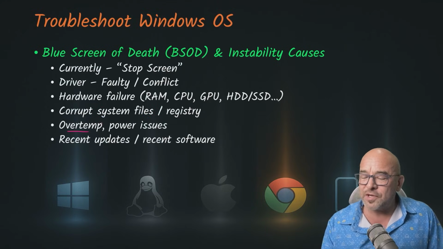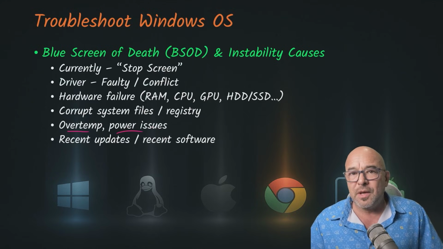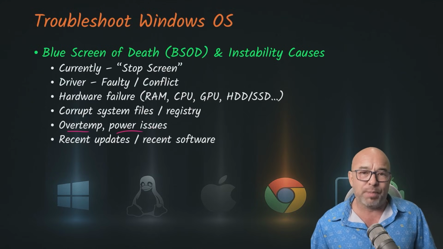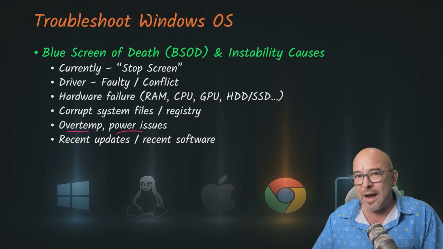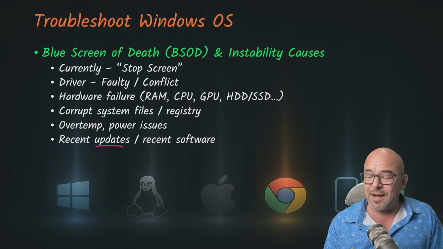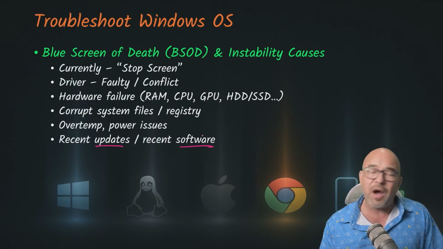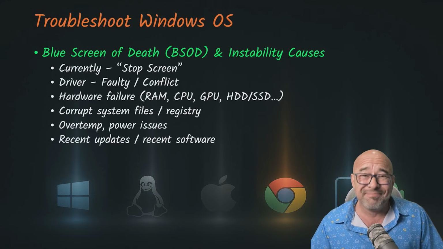So you'll see that it'll be obvious as we go. But again, overtemp could definitely be an issue there. Or here's another one, power issues. So if you have a failing power supply that does not deliver clean, regular, consistent power, that can also cause a blue screen of death. Sometimes a recent update could cause it, or recent software that you've installed could also cause it. So anyway, all of these things could cause it, okay?